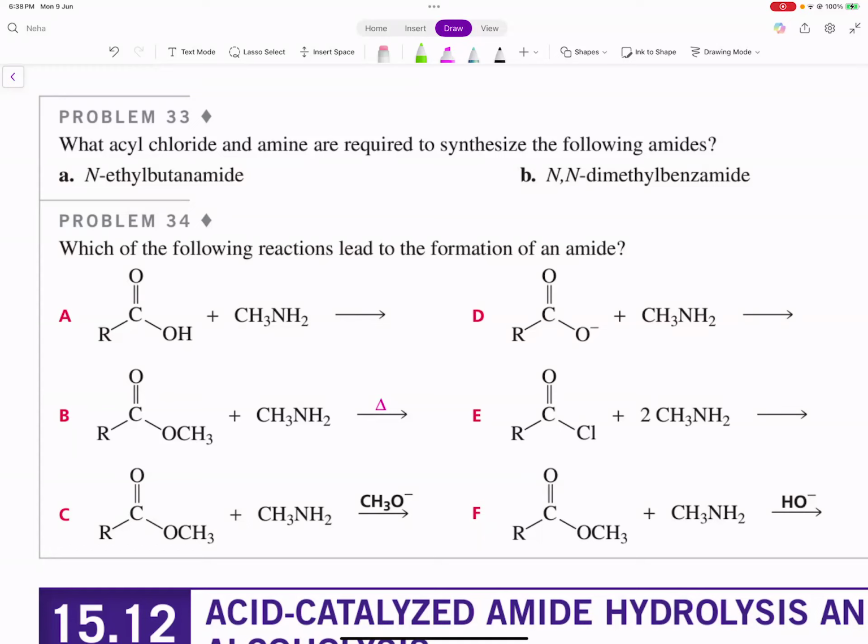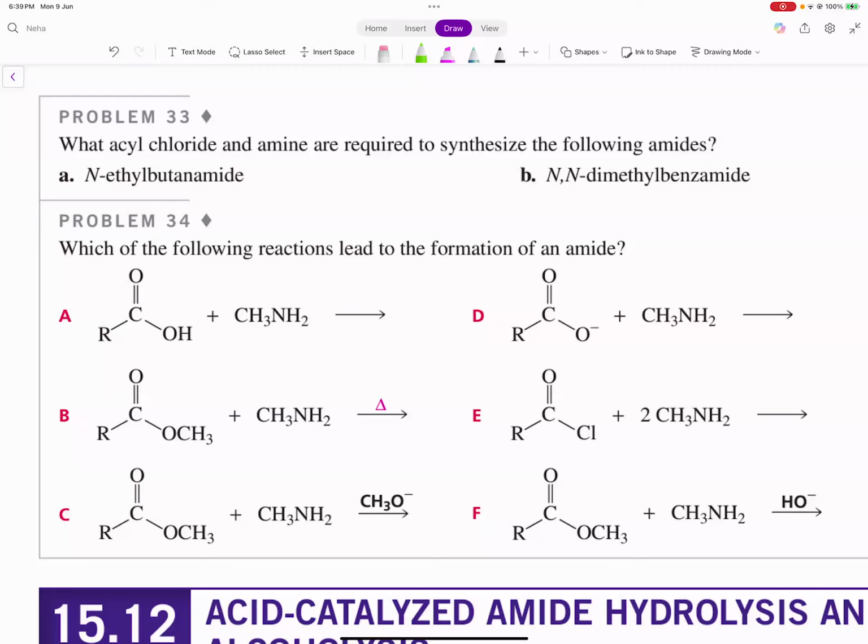What reaction are we expecting here first? You tell me. Yeah, the CH3O minus is stronger because the negative charge is there. But can CH3NH2 and CH3O minus react? I don't think so, right?